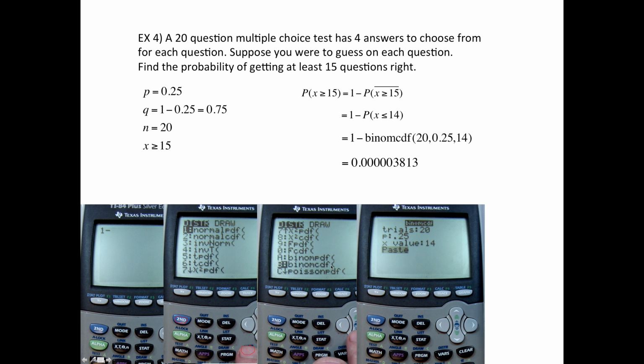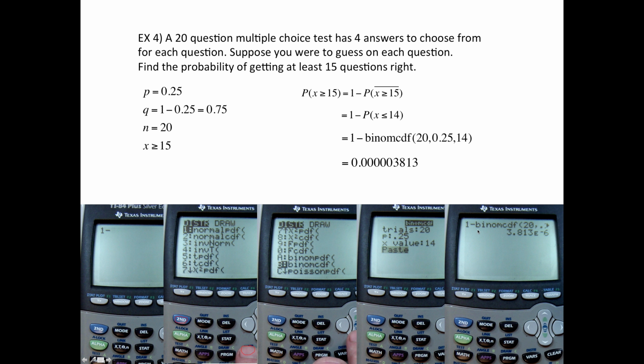And then the same story as last time. You either have the operating system that has this with the trials, the p and the x value, or you have the one where you would just type it right here. And then when you hit enter, it would have the 1 minus binomial CDF. Just hit enter one more time to get the answer. And this is scientific notation saying move this decimal over to the left 6 places, which means that we have 1, 2, 3, 4, 5 zeros as placeholders, and then 3813. So this is saying the chances of getting a C by guessing are very, very, very small. So please study.